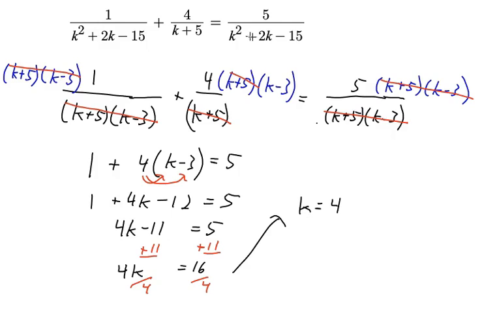When we solve a rational equation, we should always pause before we finalize our answer to make sure that we did not end up with an extraneous solution. So in this case, extraneous solutions would come from any solutions that would make the denominator 0. Well, k plus 5, if we plug in 4 there, we get 9, so that wouldn't make it 0. And if we substitute 4 for k in this trinomial, that would be 4 squared plus 2 times 4 minus 15. That does not equal 0 either. So we know that k equals 4.